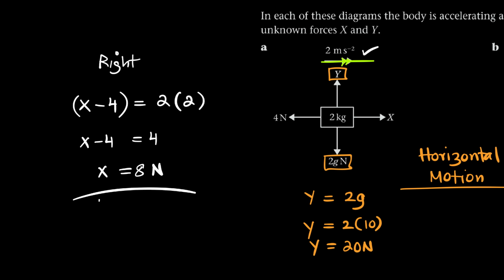That is the application of Newton's second law, F is equal to ma. Resultant force is x minus 4. Why is it x minus 4? Because it's moving to the right. That means x is greater than 4. So x minus 4 is the resultant force. That is mass into acceleration.